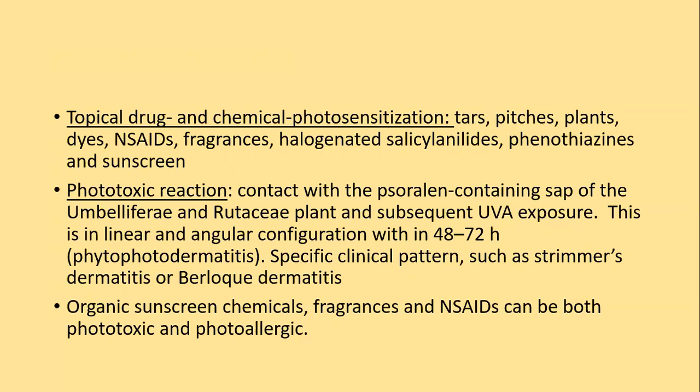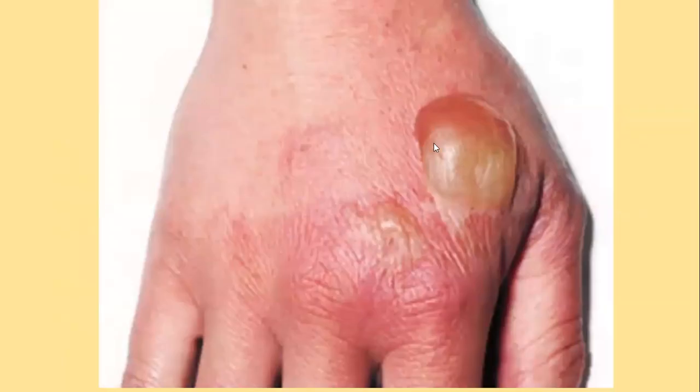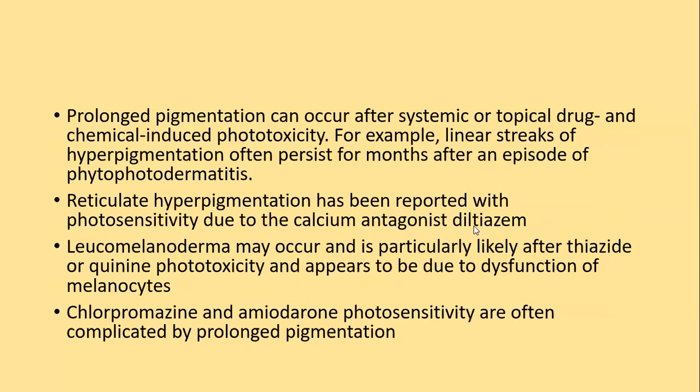Organic sunscreen chemicals, fragrances, and NSAIDs can cause both photoallergic and phototoxic reactions. This is a phototoxic reaction. Prolonged pigmentation can occur after systemic or topical drug and chemical-induced phototoxicity. For example, linear streaks of hyperpigmentation often persist for months after an episode of phytophotodermatitis.